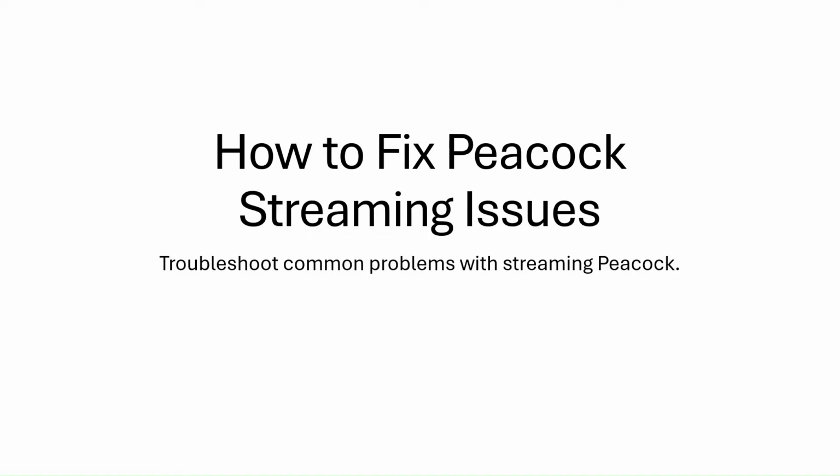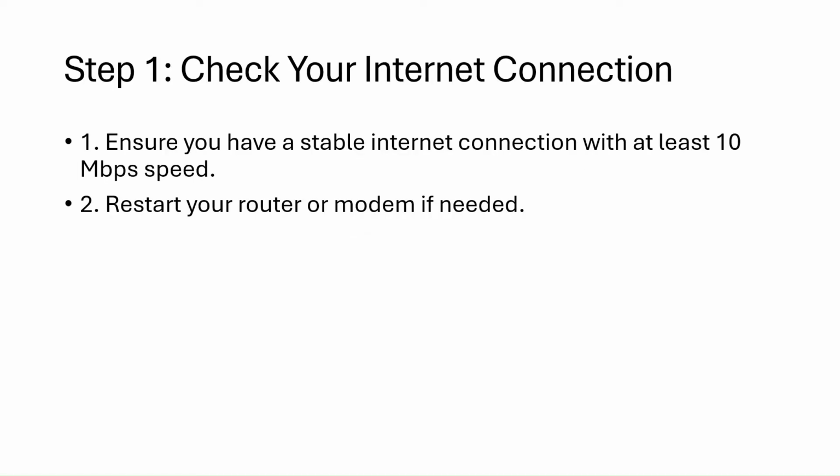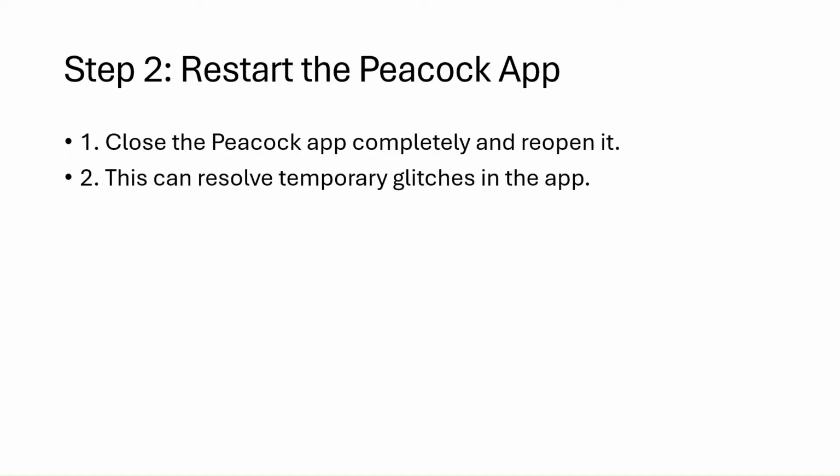In this video, I'll show you how to fix Peacock streaming issues. Step 1. Check your internet connection. Ensure you have a stable internet connection with at least 10 Mbps speed. Restart your router or modem if needed.